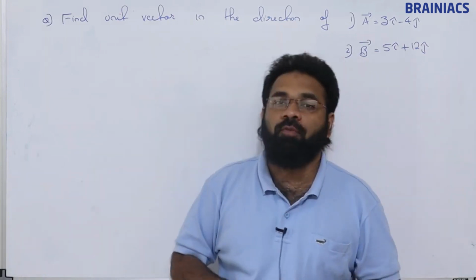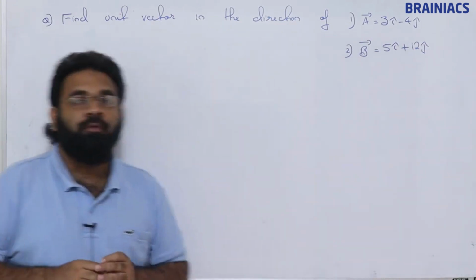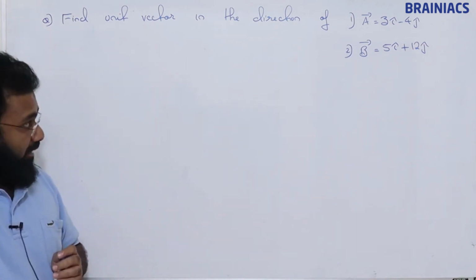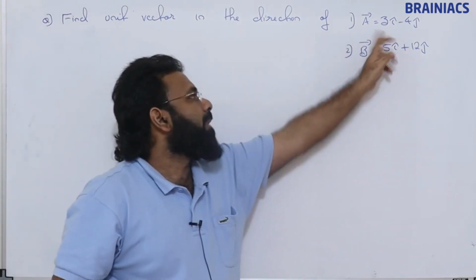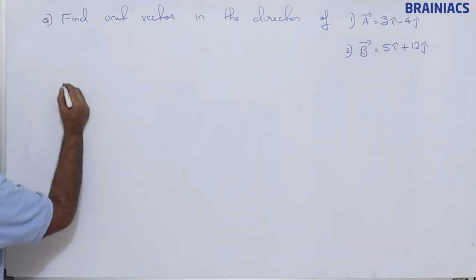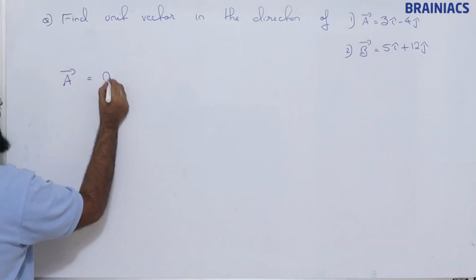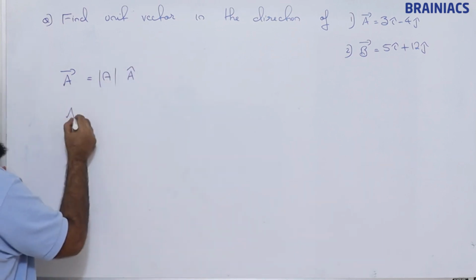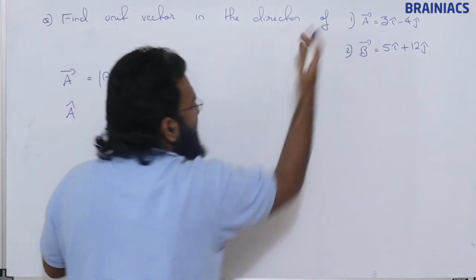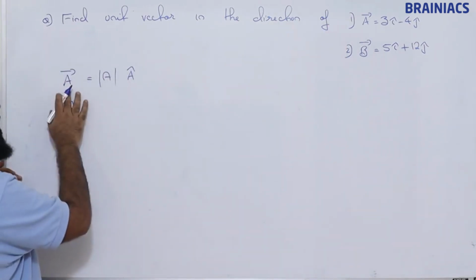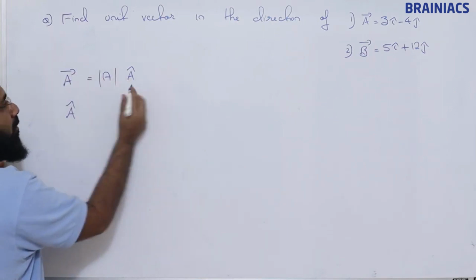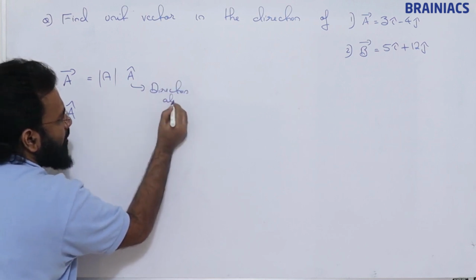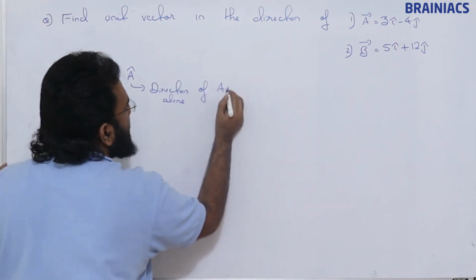Next question, find the unit vectors in the direction of A is equal to 3i minus 4j and B. Find the unit vector in the direction of A and B. So vector A is nothing but magnitude of vector A into its unit vector. So direction of A is nothing but unit vector. Direction of A is what? This unit vector without magnitude. This is direction alone, of A.